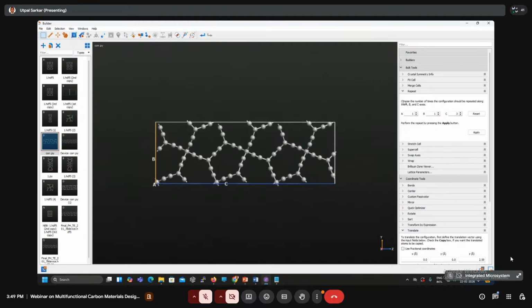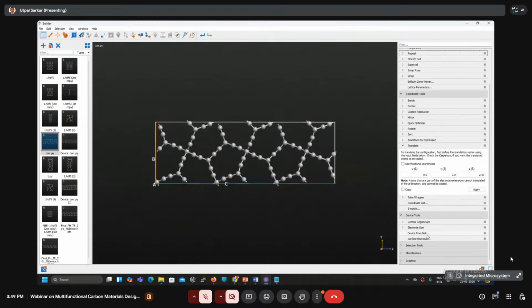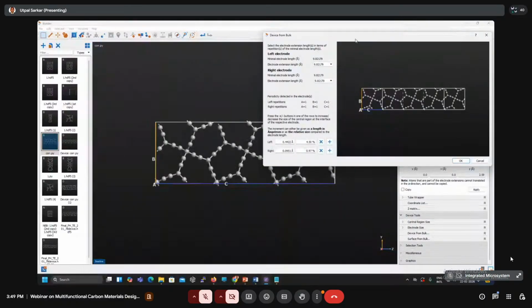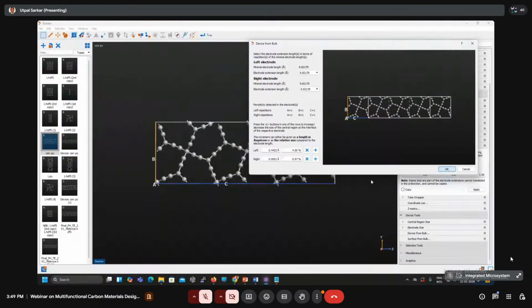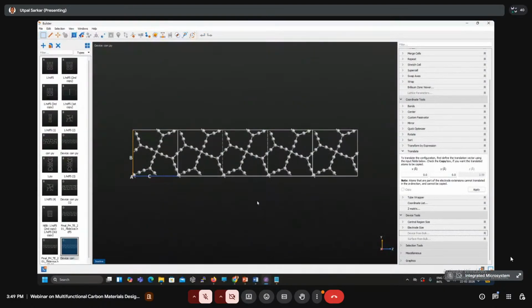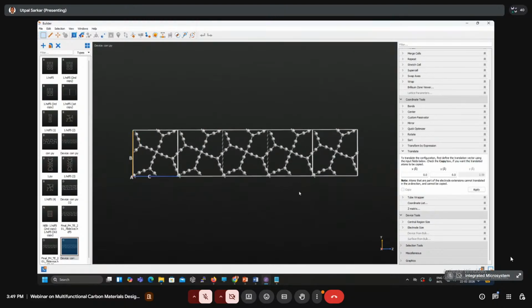Now after repeating it, you have to go below the device. There is an option, device from bulk. Choose that option and you will get the electrode length, electrode extension length, and minimal electrode length. You will get these parameters. Now you can click OK. Your device is ready. So by this process, you can construct a device from a unit cell.